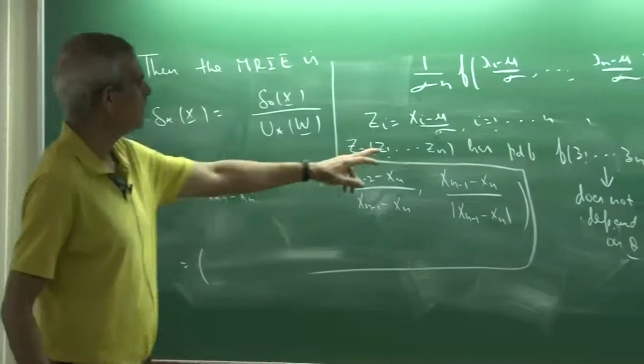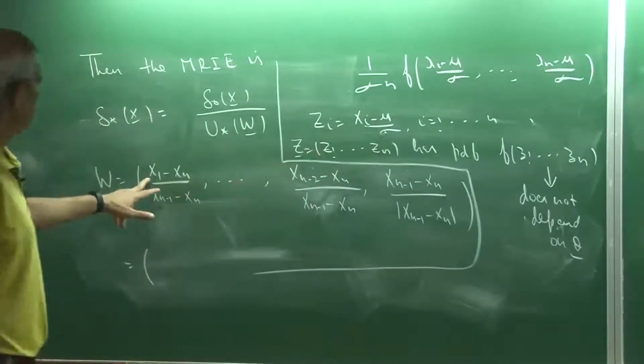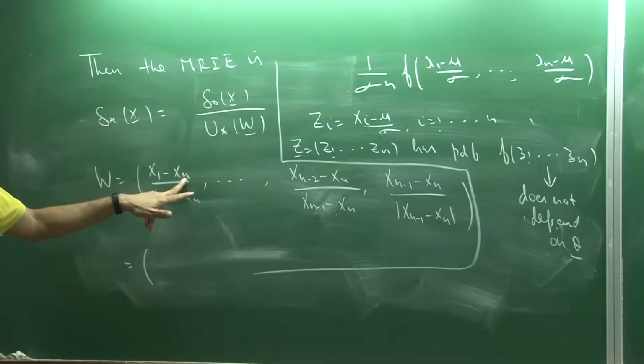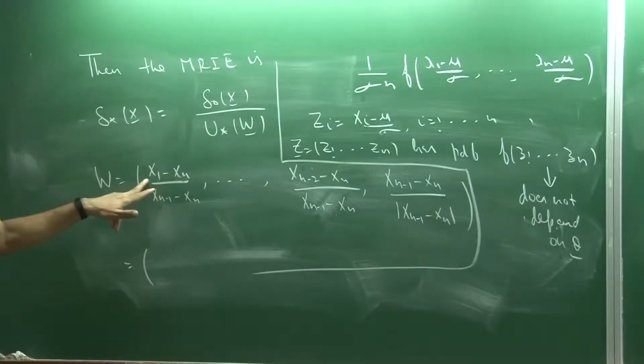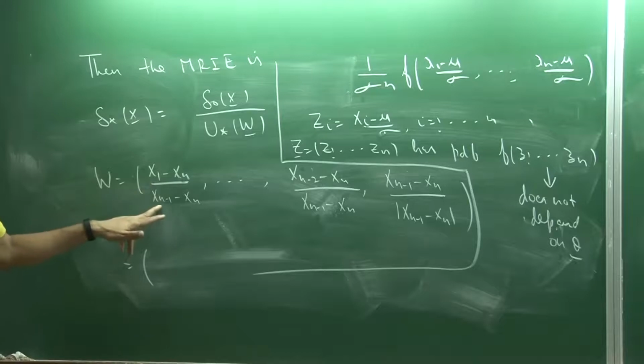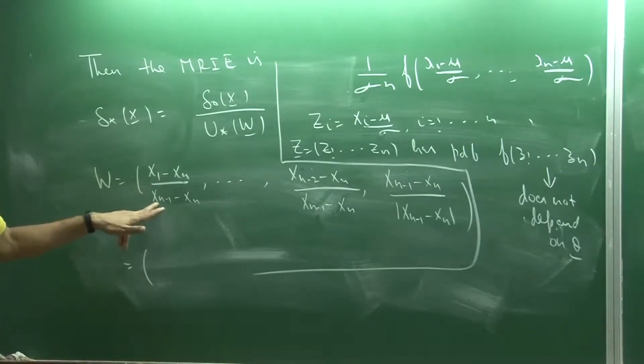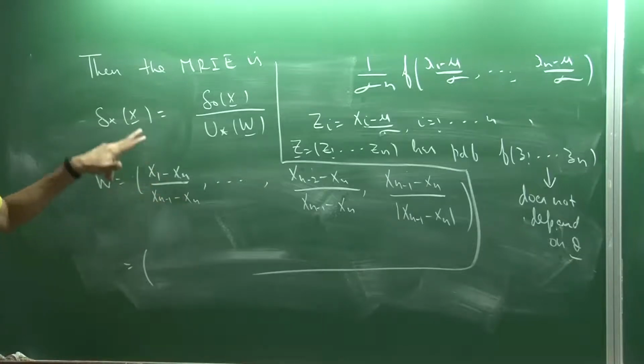x1 would be nothing but sigma z1 plus mu. So sigma z1 plus mu, ..., sigma zn plus mu. So mu gets cancelled, and it would be sigma of (z1 minus zn). Same thing over here, mu would get cancelled, and it would be sigma of (zn minus 1 minus zn). Sigma in the numerator and denominator will also get cancelled.